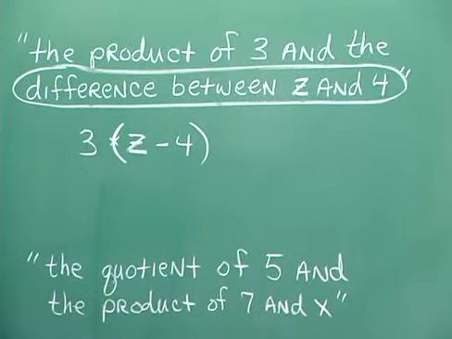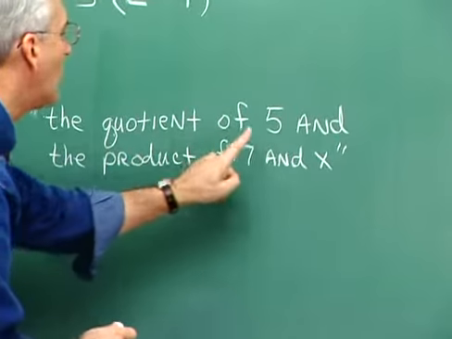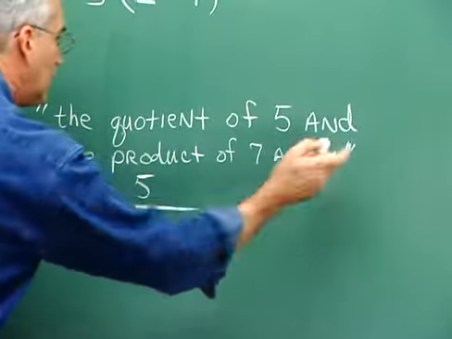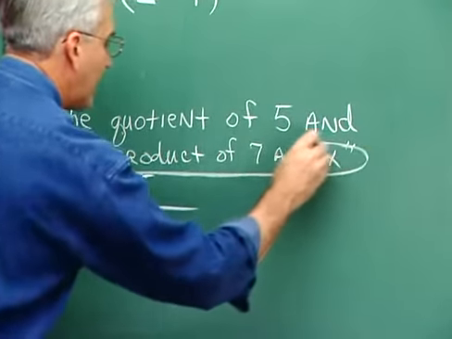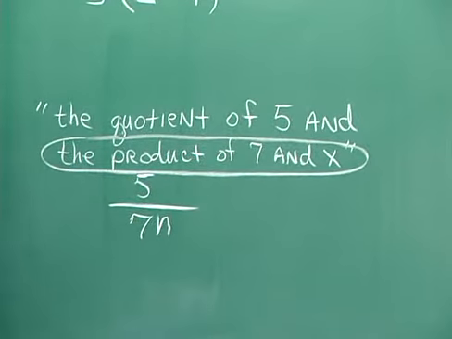So it's like that. The quotient of, division. The quotient of 5, that's the numerator. And now all of this is the denominator of that fraction. The product of 7 and x. There we go.